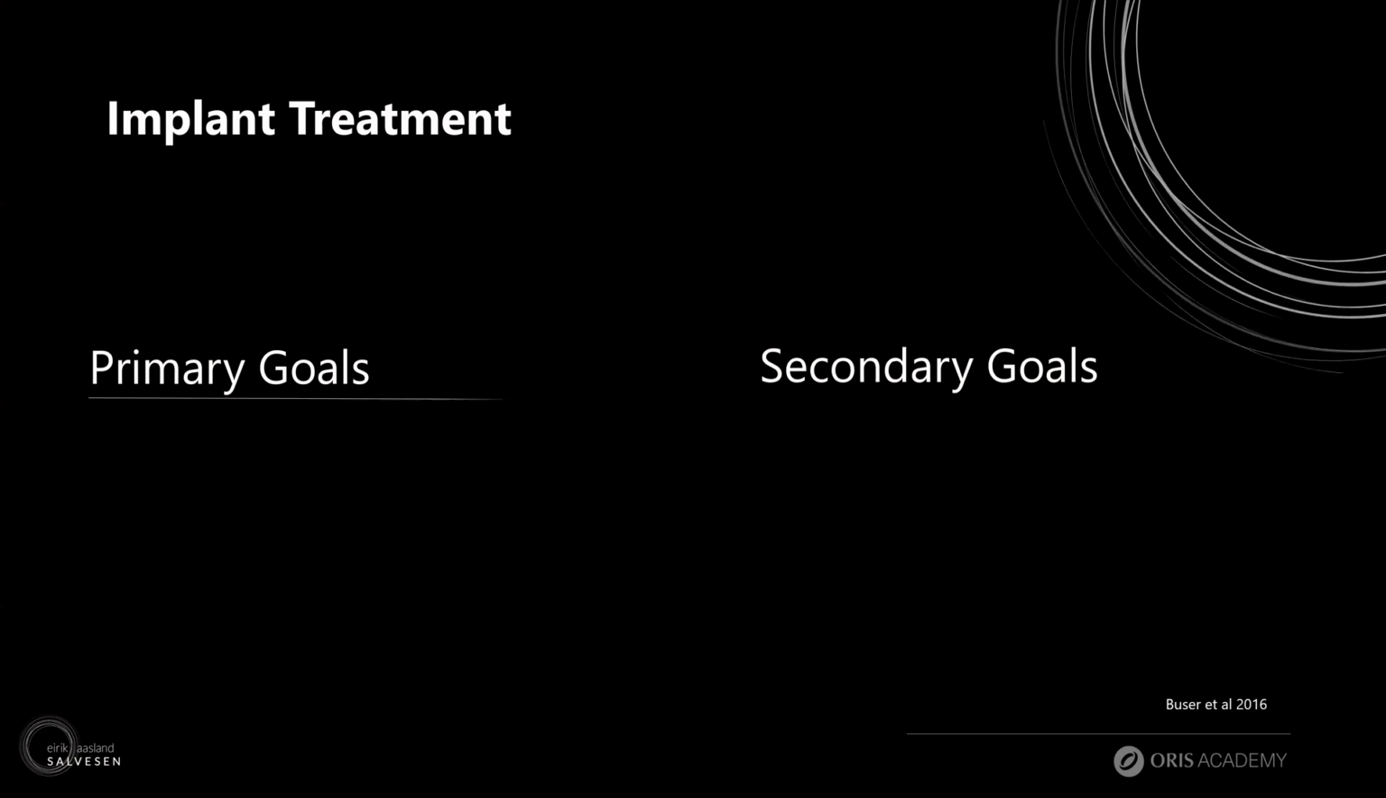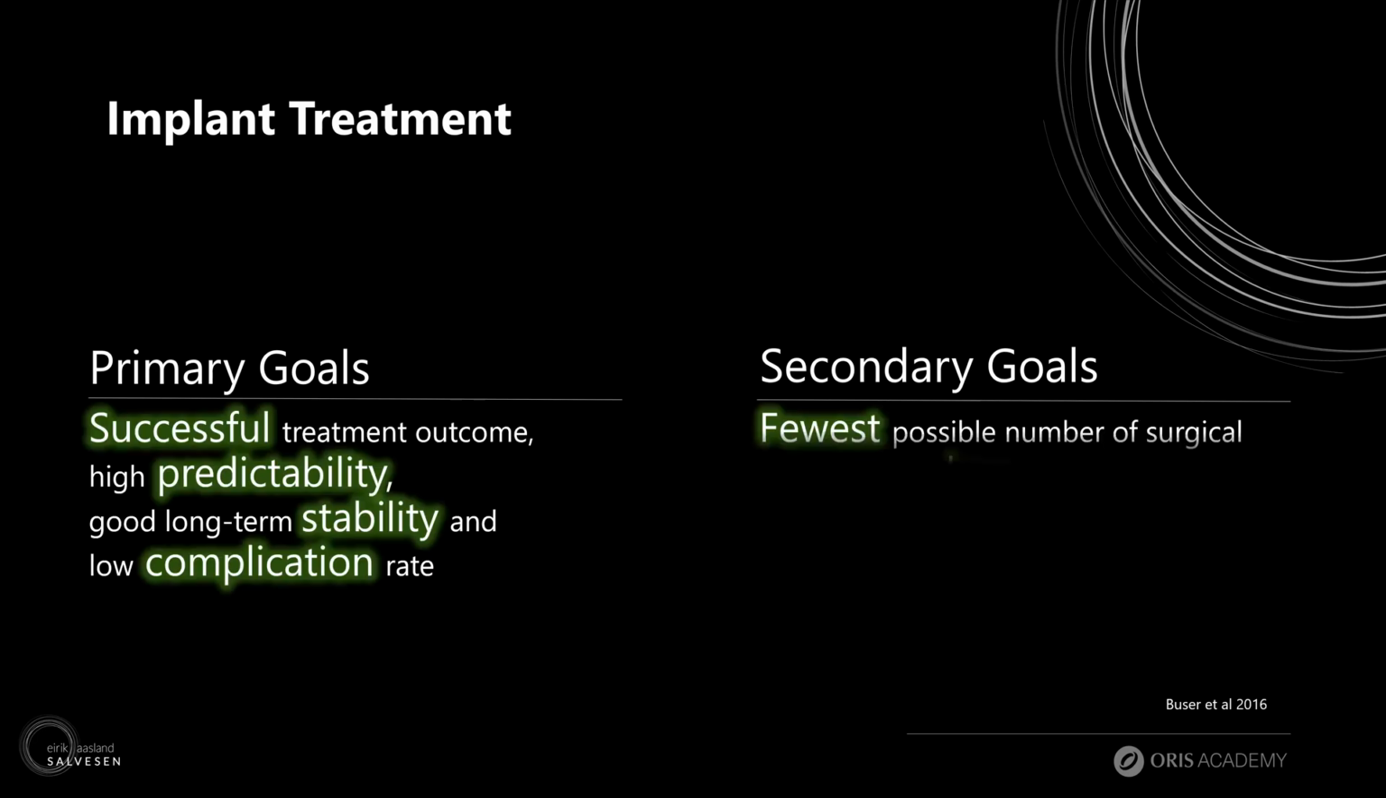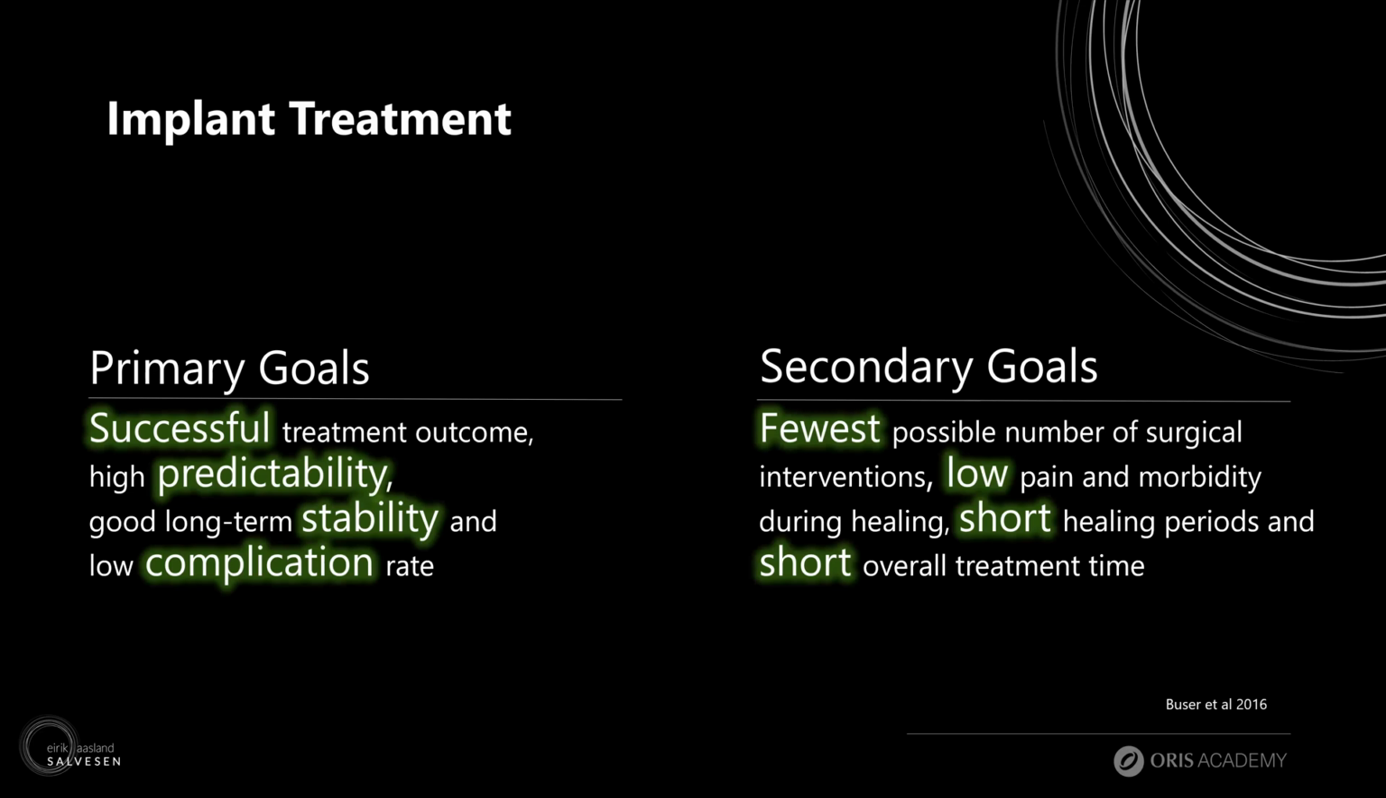So when we look at implant dentistry, I think it's really important that we acknowledge that there is a primary goal, which is clearly defined in how we work on implant therapy. But I also think we need to respect that the secondary goals might be as important for the patients as the primary goals. While the primary goals will be success, predictability, stability, and low complication rate, the secondary goals are probably more interesting for the patients, because those goals have us as professionals look at treatment procedures and ways to treat the patients: how to go through this with the fewest possible surgeries, with low pain and morbidity, short healing periods, and basically short overall treatment time.